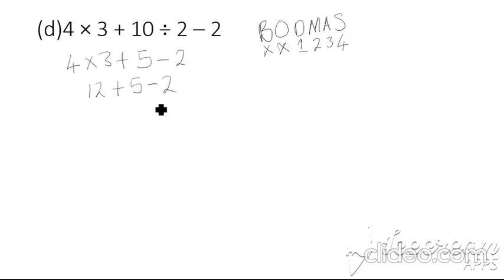Okay, and then here we're having 2 operations now. Which one should we start with? According to BODMAS, addition comes first, then subtraction. So we're going to add 12 plus 5, sorry, which is going to give us 17 minus 2. And then here we're going to subtract. So 17 minus 2, that's going to give us 15.